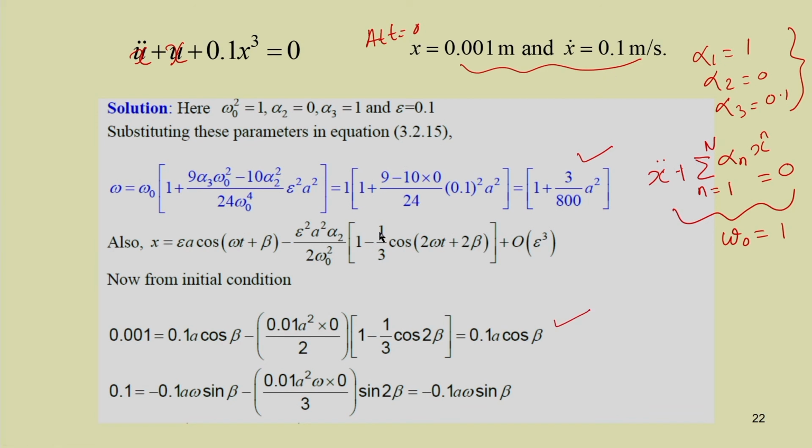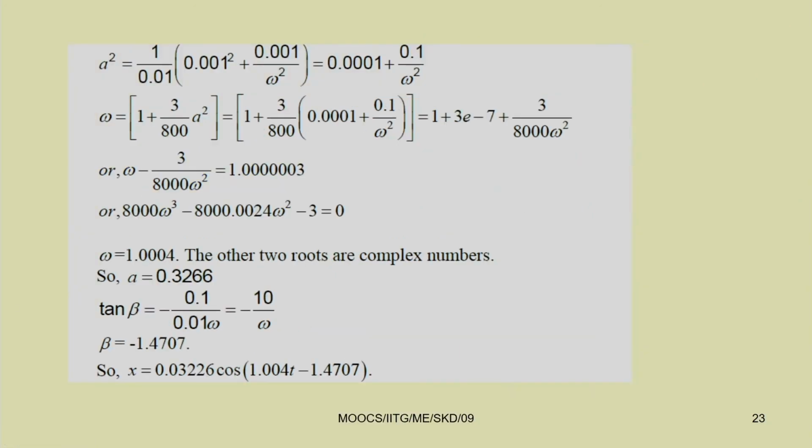Similarly, differentiating this equation, you can write x dot equal to 0.1. So 0.1 equal to minus 0.1 a omega sin beta minus 0.01 a square omega into 0 by 3 into sin 2 beta. This gives rise to minus 0.1 a omega sin beta. So 0.1 a cos beta equal to 0.001 and 0.1 equal to minus 0.1 a omega sin beta. Already we know the expression for omega: omega equal to 1 plus 3 by 800 a square. By substituting this in these two equations, we can write a square equal to 0.0001 plus 0.1 by omega square, and omega equal to 1 plus 3 by 800 a square.